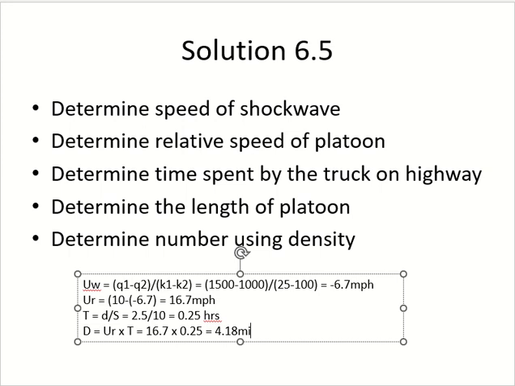Okay. Then I have to find out how many vehicles were in the platoon. So the platoon is how long? 4.18 miles. In 4.18 miles, how many vehicles do I have? From the density. Density is vehicles per mile. I know that the platoon has a density of 100 vehicles per mile. So in 4.18 miles, how many vehicles will I have? 418.